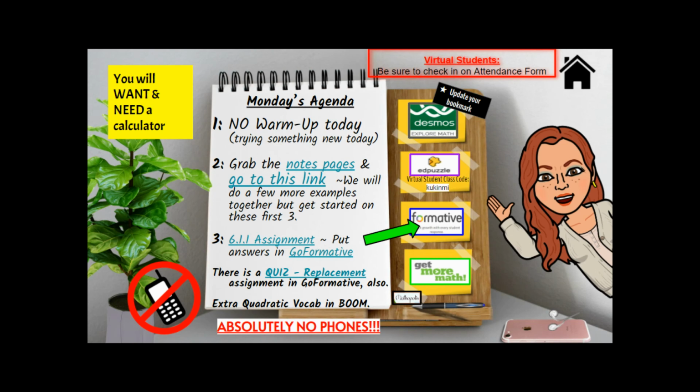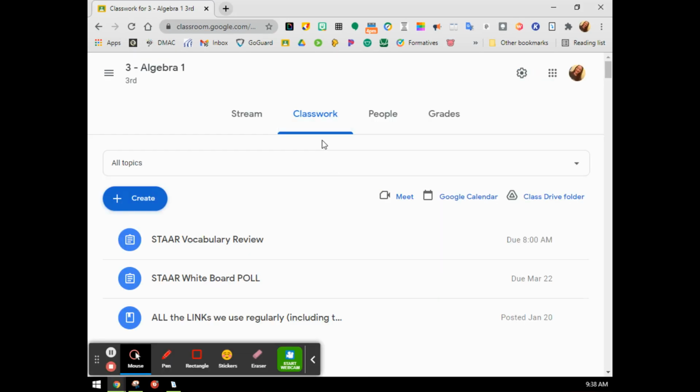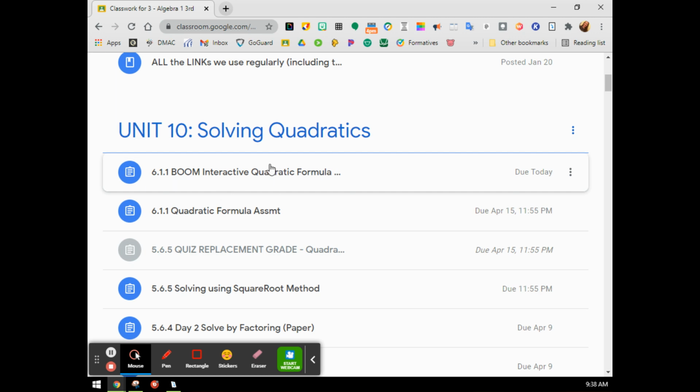Get into your Chromebook, and like I said, either go to this link here that's in the agenda, or there's a link directly in Google Classroom. Under the classwork right here, where it says Boom Interactive Quadratic Formula for today's number. I don't know why this is still grayed out. I don't know if you don't see it on your side. Anyway.